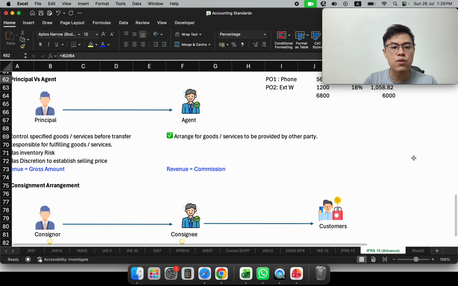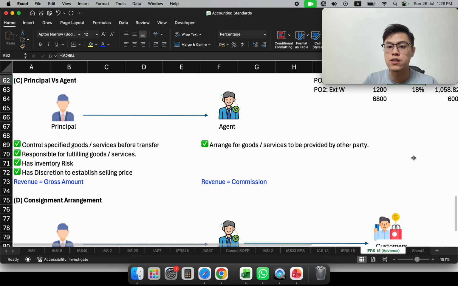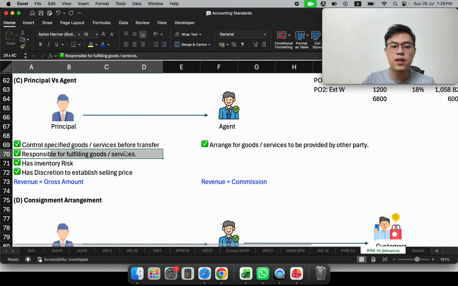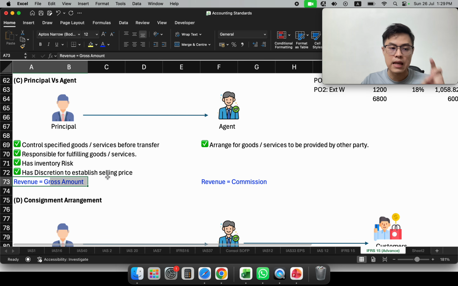And we also need to know the relationship between principal and agents. Principal is the one who is so-called the master, and agents we can identify as servant. So when this kind of arrangement happens, we need to identify who is the principal and who is the agent. Principal, they control the goods. They have the responsibility to fulfill the goods and services or promise, and have the inventory risk. They will bear the inventory risk, and they have the right to set the pricing. And therefore, they are the ultimate seller. They will recognize the gross amount of the entire sales as their revenue.